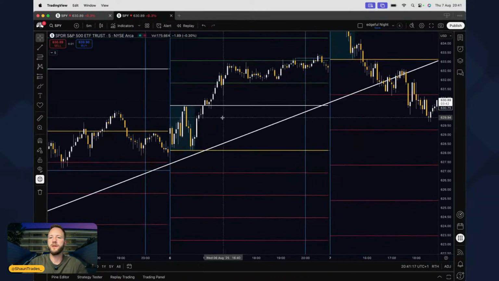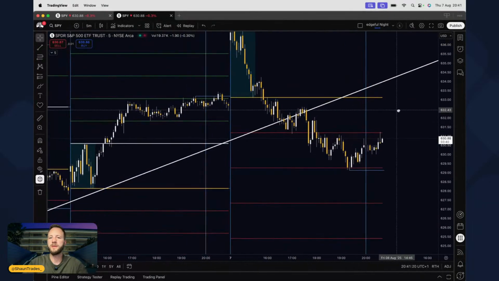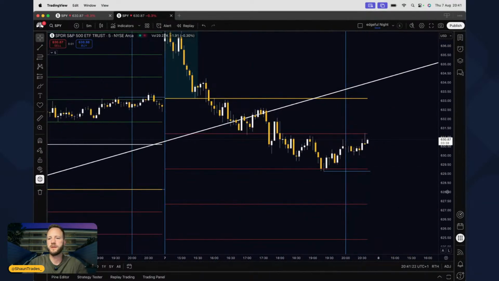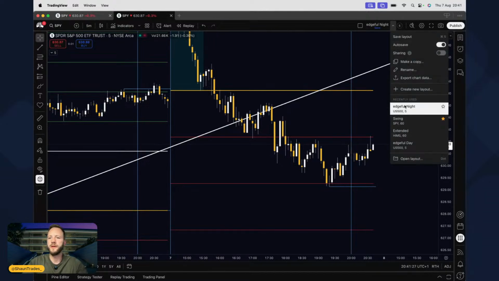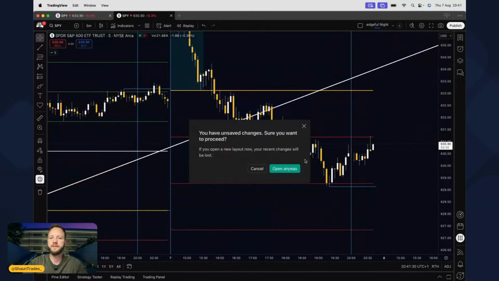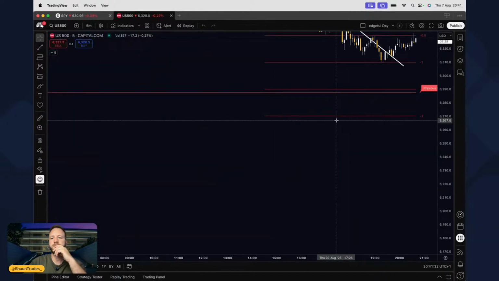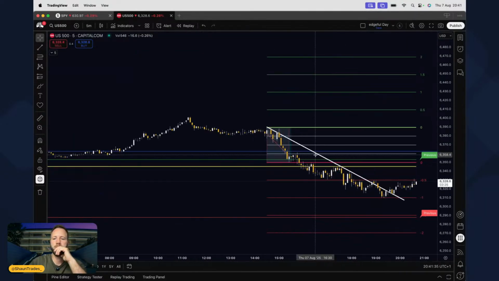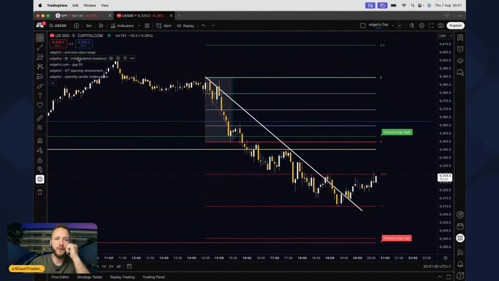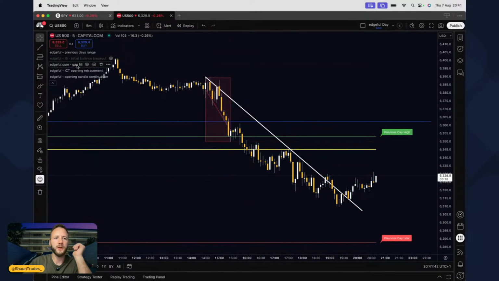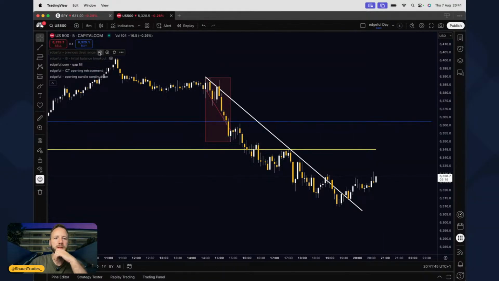Anyway, we'll move on to a different one, which is the gap fill report. So what I'll do is move into a different layout, gap fill day. We have a lot of lines on the table here, which we do not want. We just want to get rid of them. Just want the gap fill ones. So previous day's range doesn't matter, and everything else, just get rid of all of them apart from gap fill.